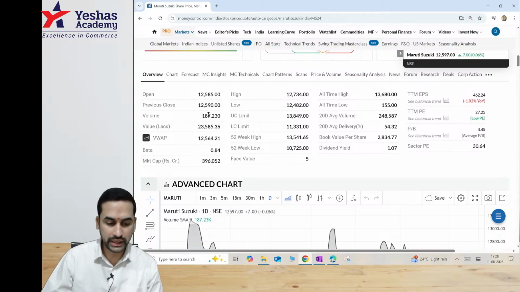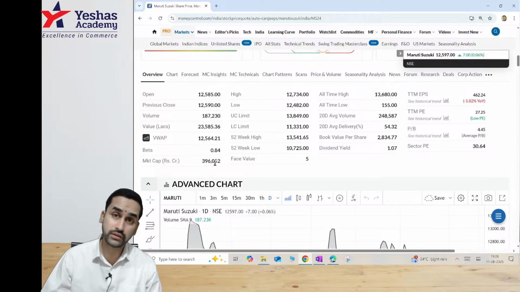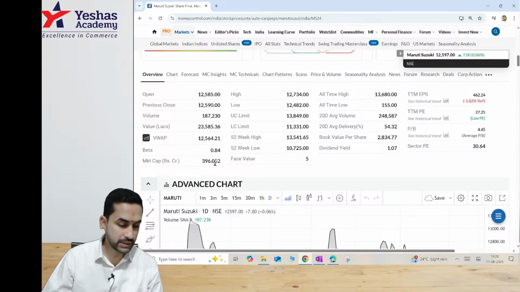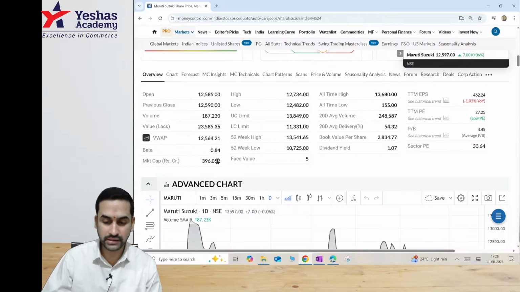Yeah. Now don't multiply this 187,230 shares. That many shares got traded today. So market capitalization is total number of shares that this company has. Okay. Into market price per share. This is 3,96,000 and this is in crores, by the way. Don't misunderstand. 3,96,000 crores. That's the meaning. Okay. High, low, that is days highest price 12,734 and this is days lowest price.